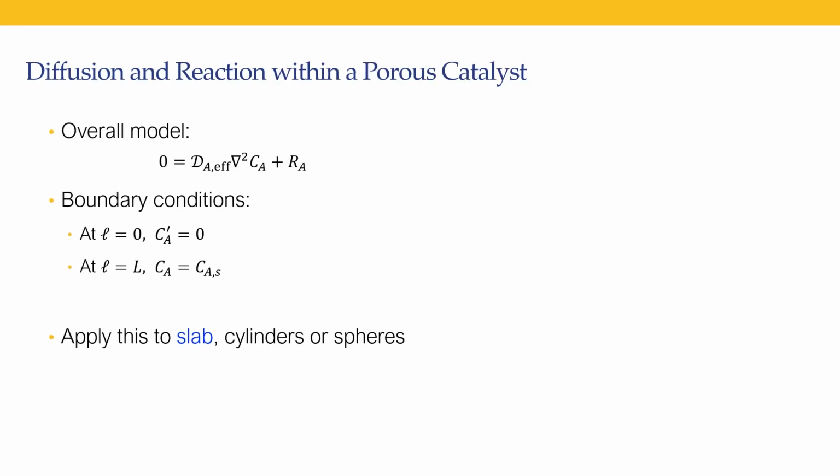Okay, and the diffusion and reaction within the porous catalyst, irrespective of the geometry. This is the equation. Only two assumptions have gone into this equation. Assumption number one is steady state. Assumption number two is there's no convection. If you recall, only those two terms have been removed.